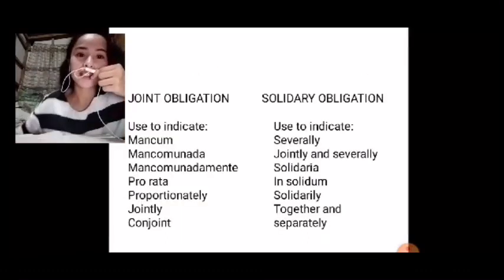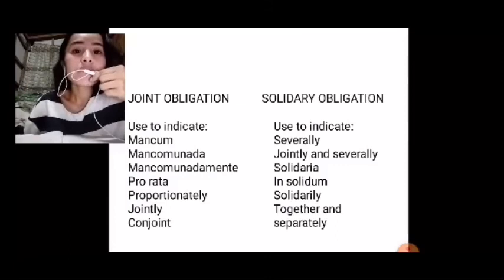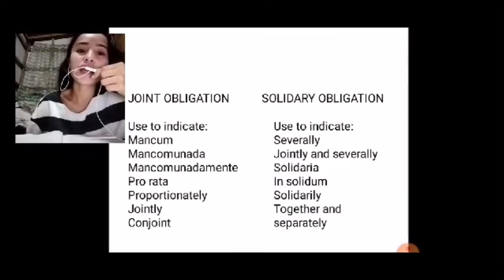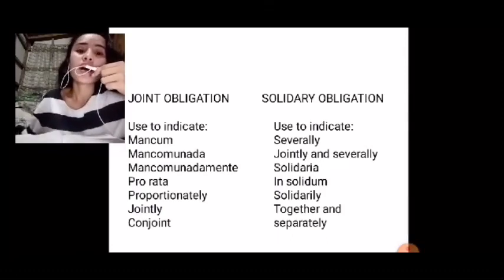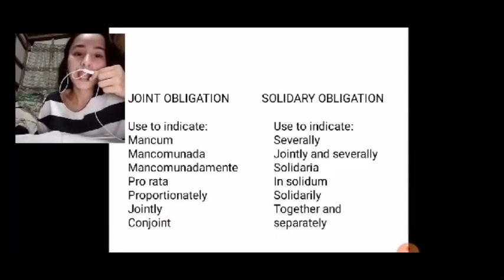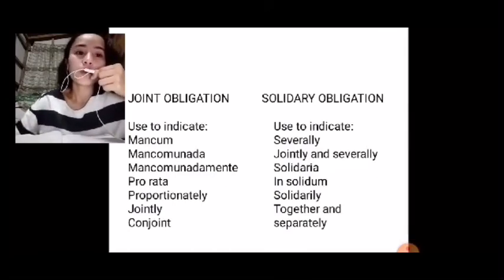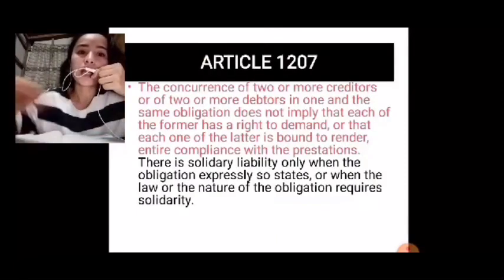So yes, there are phrases or words that are used to indicate a joint obligation or a solidary obligation. For joint obligation, they use mancomunadamente, prorata, proportionately, jointly, conjoint. For solidary obligation, they use severally, jointly and severally, solidaria, in solidum, solidarily, together, and separately.